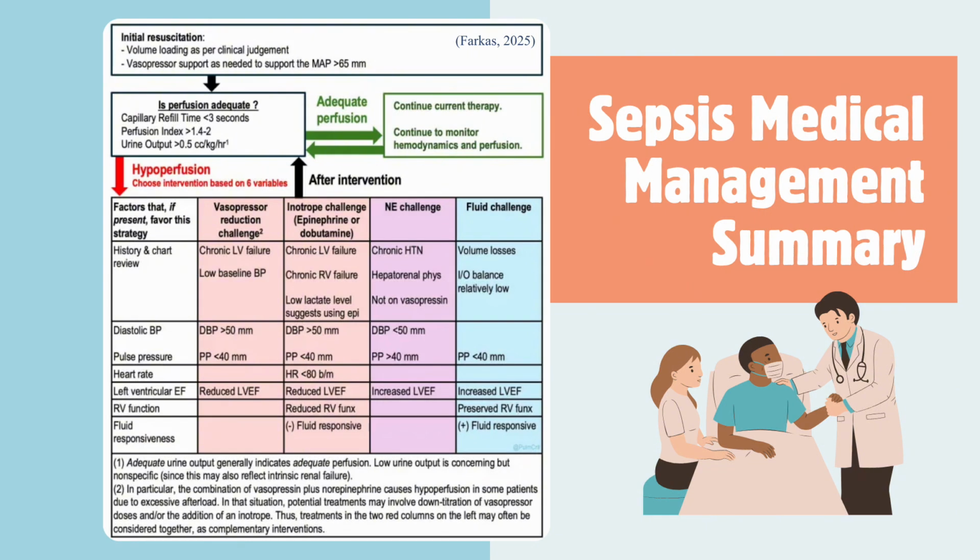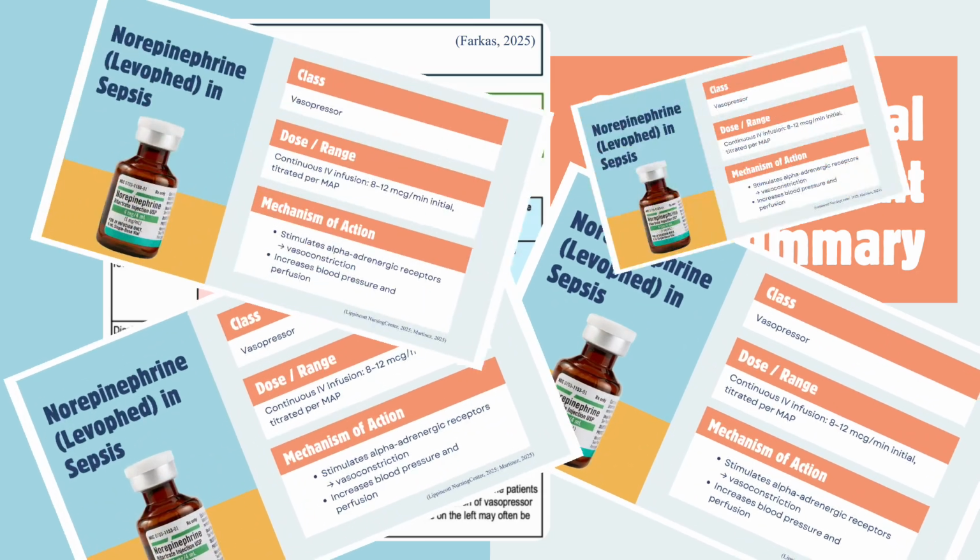If cardiac output remains insufficient, an inotrope challenge may be used to improve cardiac contractility and perfusion. As the patient stabilizes, a vasopressor reduction challenge is considered to gradually wean medications while ensuring that perfusion and blood pressure remain stable throughout the recovery process.